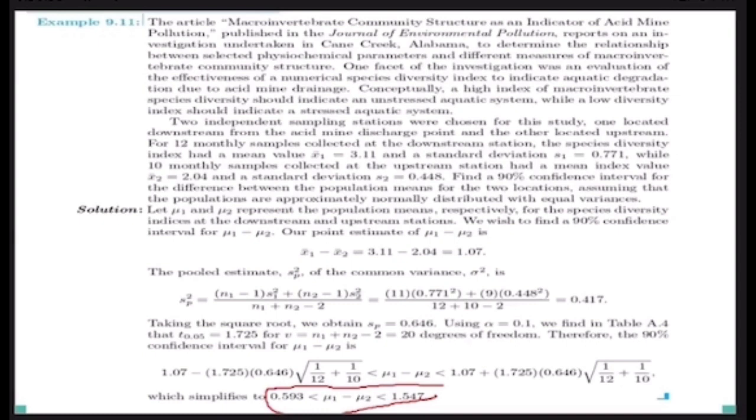But right now, what is happening? This is from positive to positive, which means there exists a statistically significant difference between the means of the two locations. Does that make sense now? That's how we interpret that. We advise that you also learn to interpret this. Okay? So that is that.